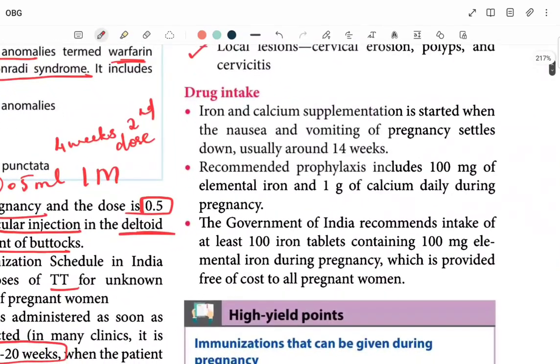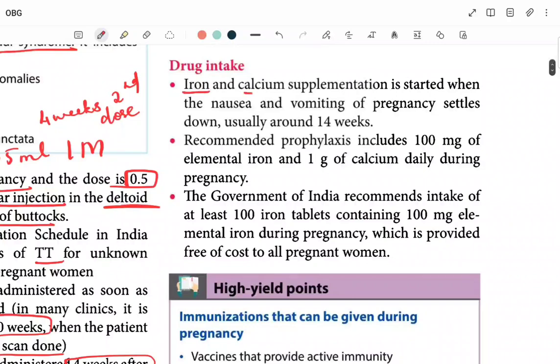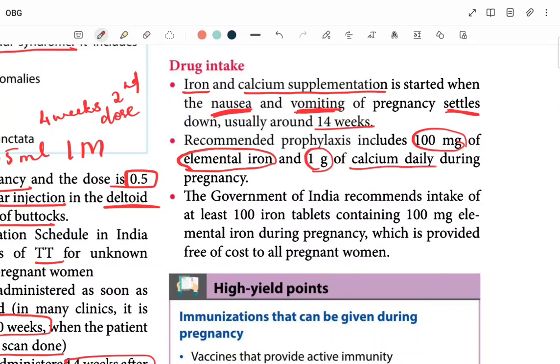So coming to drug intake, iron and calcium supplementation is started when the nausea and vomiting of pregnancy settles down, usually around 14 weeks. So the recommended prophylaxis includes 100 milligram of elemental iron and 1 gram of calcium daily during pregnancy.